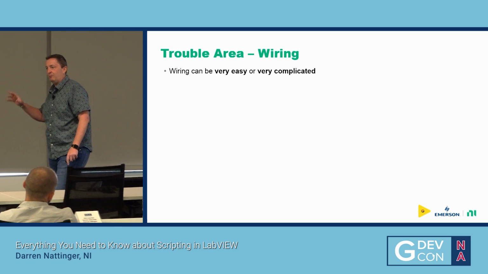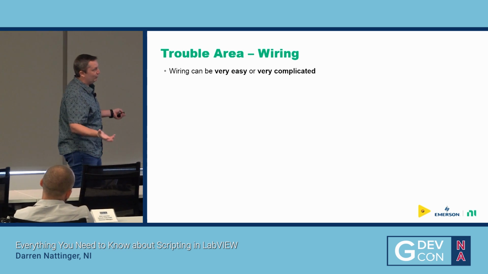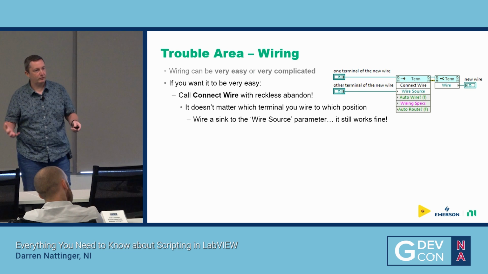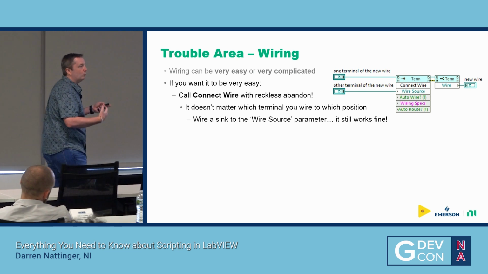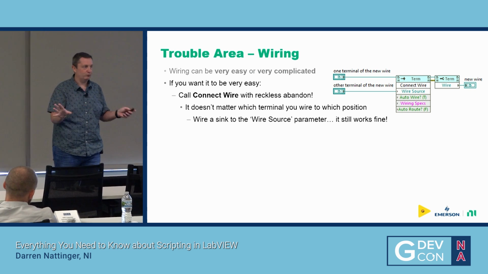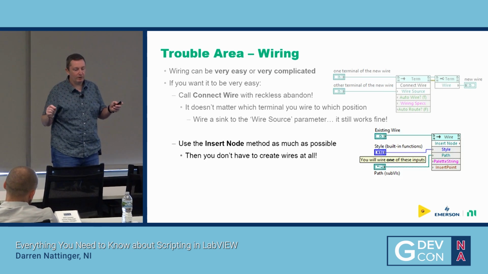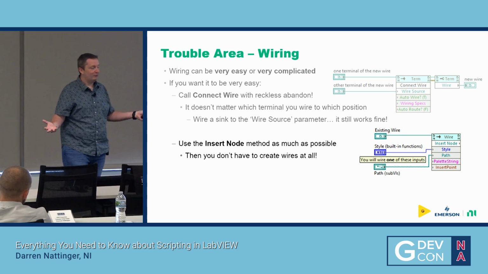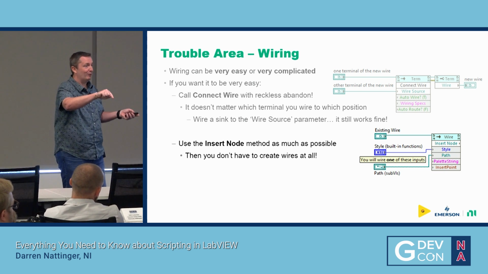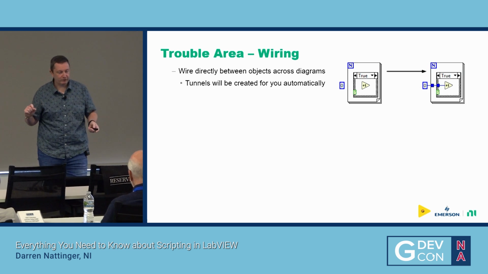Wiring and scripting can be very easy, or it can be very complicated. I don't know about you guys, I want to do it the easy way. And the easy way is to call the connect wire method. So if you're writing scripting code to automate changes to VIs and it involves doing wiring, just call this method. It doesn't matter which terminal you wire to which input, things will work just fine either way. This method will just create the wire. You don't have to worry about positioning the wire. Here's another alternative. If there's already a wire and you need a thing that's wired to that wire, maybe you can insert something on that wire. Then you don't have to create anything at all. There's an insert node method in scripting that lets you insert things on wires.